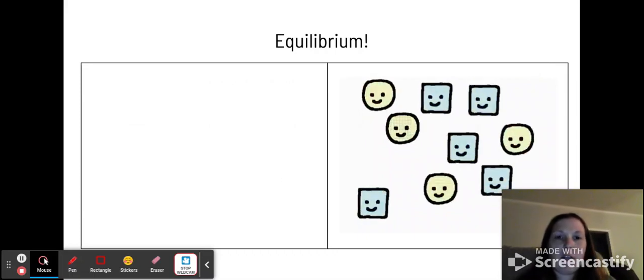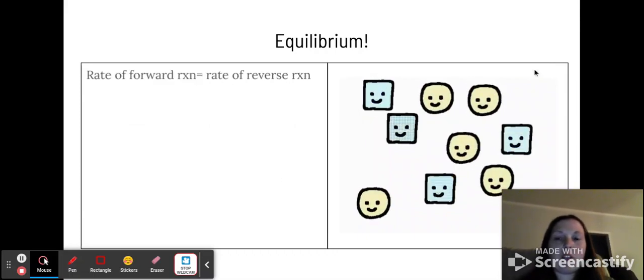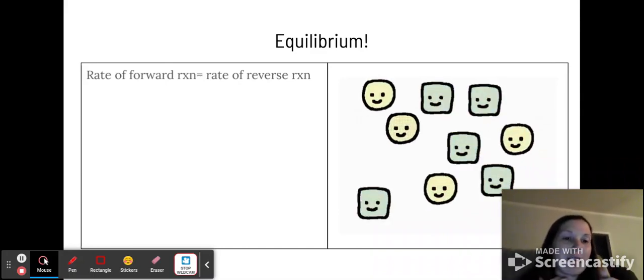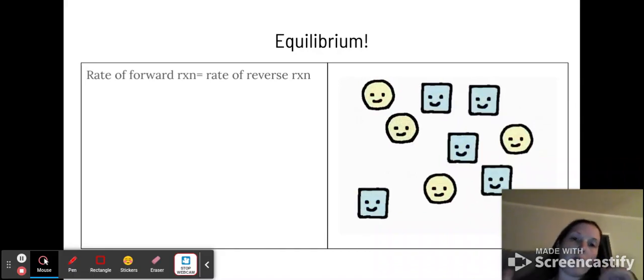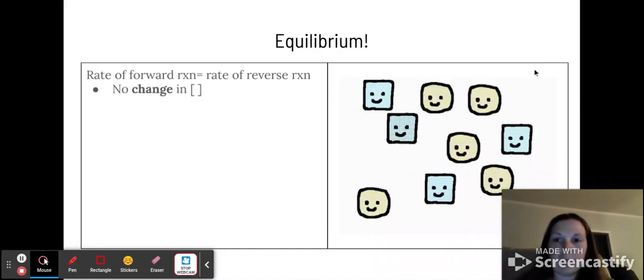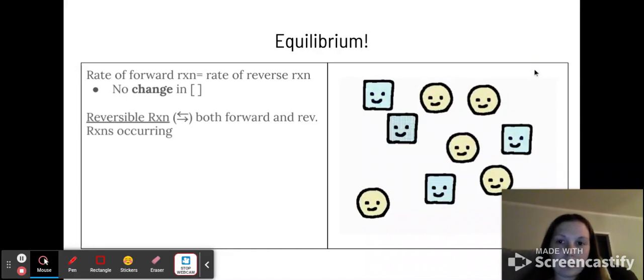So first let's define what equilibrium is. This is when the rate of the forward reaction equals the rate of the reverse reaction. So they are happening at the same time. Reactants are going to products at the same rate that products are breaking back down into reactants. There should be no change in concentration here.